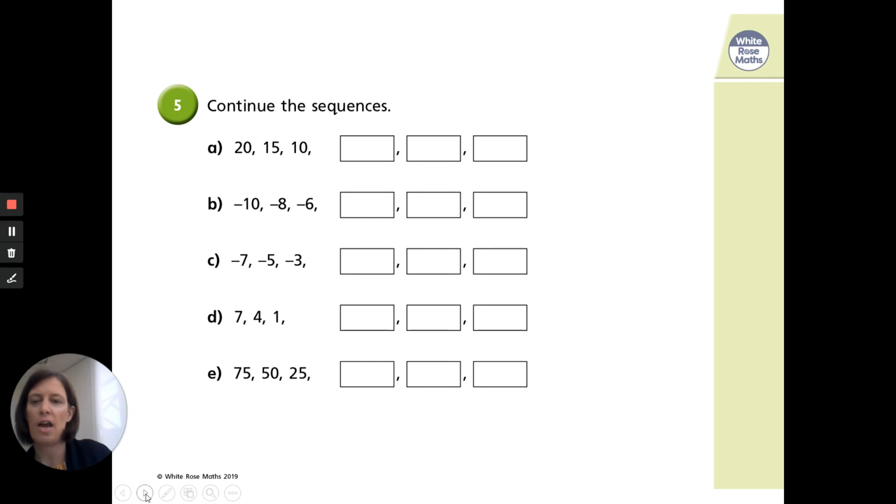Okay, this time you need to continue these sequences a little bit like we've just been doing. Can you work out what the counting pattern is? And then can you carry on and write the next 3 numbers for each one? Pause the video now while you have a go at these.